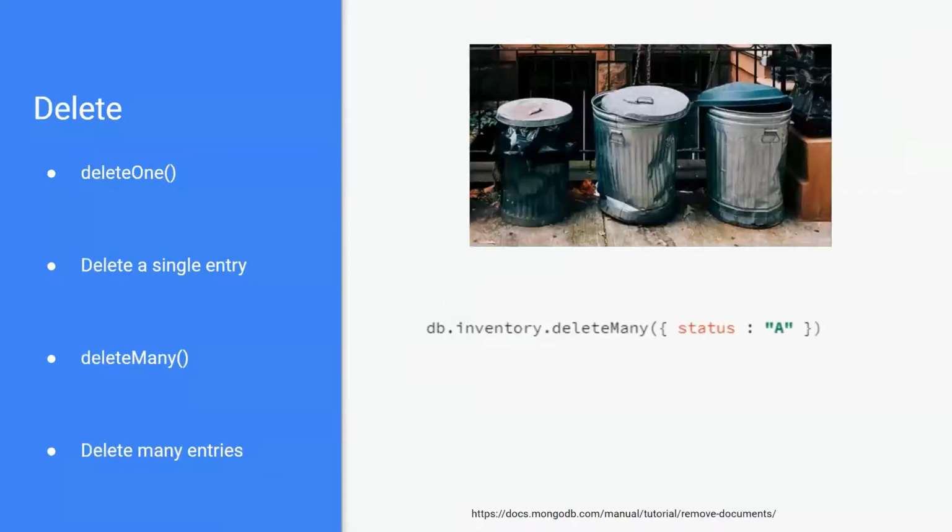Moving on. These rules also apply to delete, where you can either choose to delete one document or one entry based on a certain search criteria, or delete all of them, or delete many of them. You could delete all of them by just, as previously mentioned, having an empty document inside the delete command, or delete many of them on a specific search criteria. Like it's shown out here, all those documents which have status A shall be deleted.